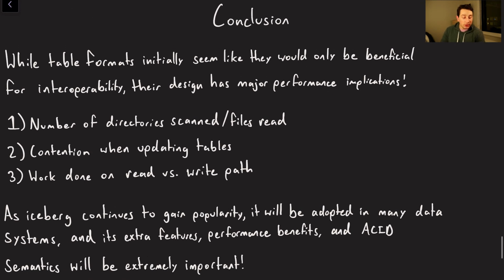Okay, in conclusion, table formats initially seem like they're probably only going to be useful for interoperability, right? It's very nice to have these because it means you can use multiple different types of compute, multiple different types of storage as well. However, they actually do have very important implications or ramifications depending on their design, right? It's very easy for Hive to become a bottleneck in a particular query, and that's what ultimately led to the creation of Iceberg.